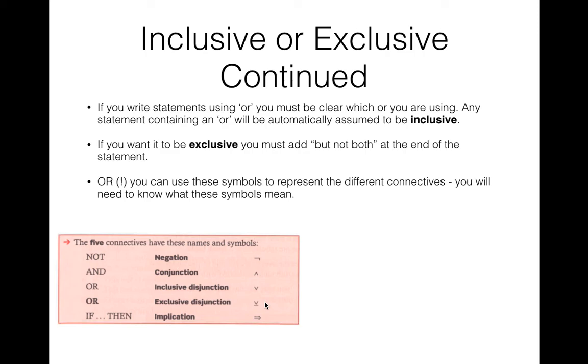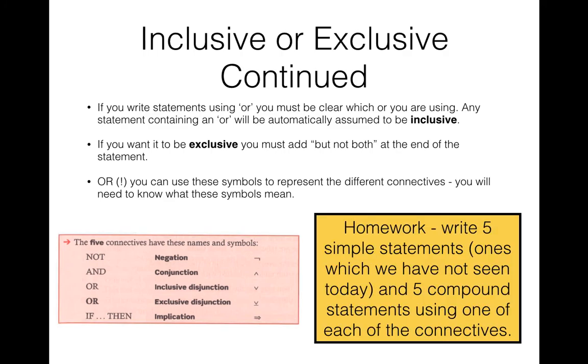Okay, so you're going to need to learn these, and then for your homework this week, I'd like you to write 5 simple statements, ones which we haven't seen today. Okay, remember they can be true or false, but they need to be simple. And then I'd like you to write 5 compound statements, each one using a different one of these connectives. Afterwards, if you could put in brackets the symbols that you would use instead of the connective. And that homework is due in next week.